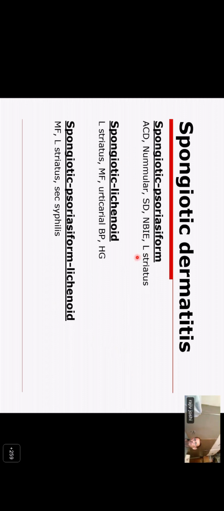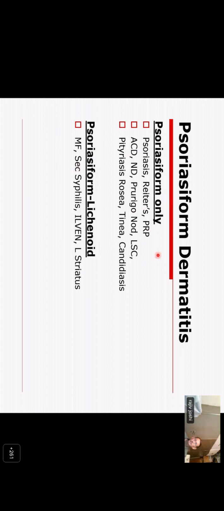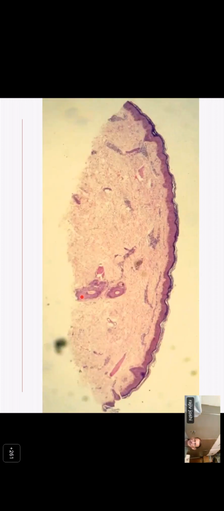Then you can have combination of patterns: spongiotic psoriasiform, spongiotic lichenoid, spongiotic psoriasiform lichenoid. If you see, the differential diagnosis keeps changing. So if you can recognize your primary patterns, you could think of all these differential diagnoses. Psoriasiform, for example, if you have only psoriasiform, these are the differential diagnoses. If you have psoriasiform lichenoid, you have a totally different set of differential diagnoses. So to illustrate, let's look at this slide. So epidermis is more or less normal.